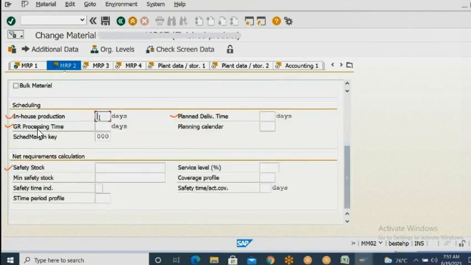Next, we have in-house production time. It is the time taken to manufacture the goods. Next, we have planned delivery time. Planned delivery time is the total time taken to receive the goods from the vendor and make the goods ready. This is applicable for trading goods. GR processing time we have discussed in the previous slide, and safety stock.